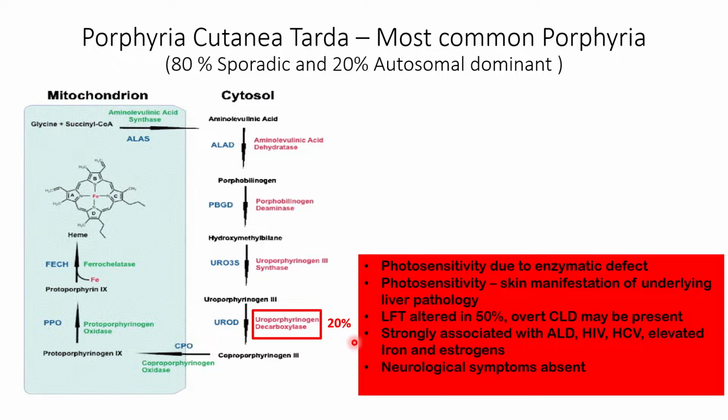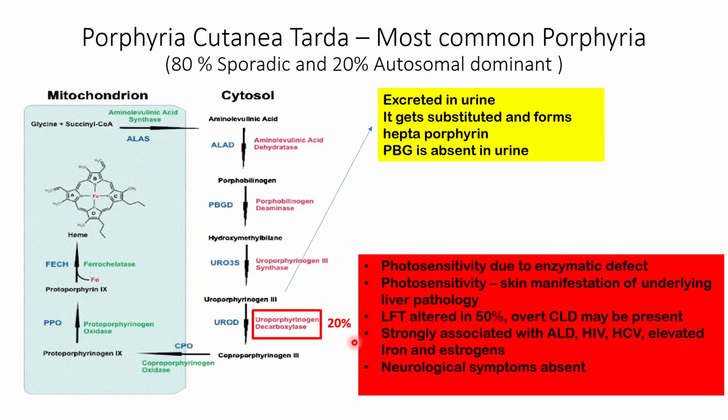Okay, so if somebody has alcoholic liver disease, the chance of them showing photosensitivity is increased. Neurological symptoms are absent. Why? Because we don't have accumulation of ALA and PBG. So uroporphyrinogen is excreted in the urine. Okay, it gets substituted and forms heptaporphyrin, and porphobilinogen is absent in urine.